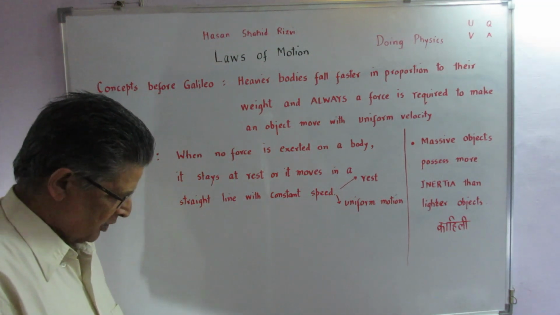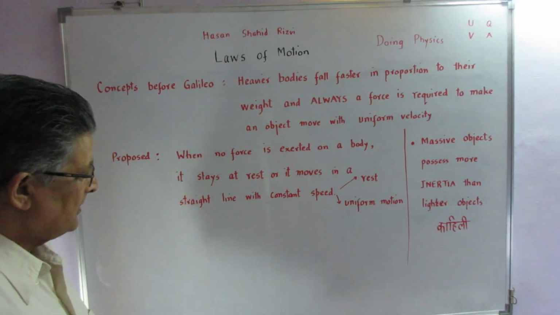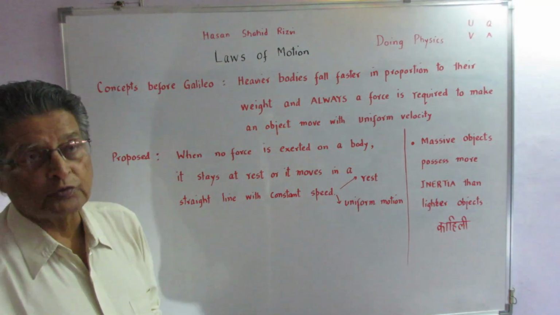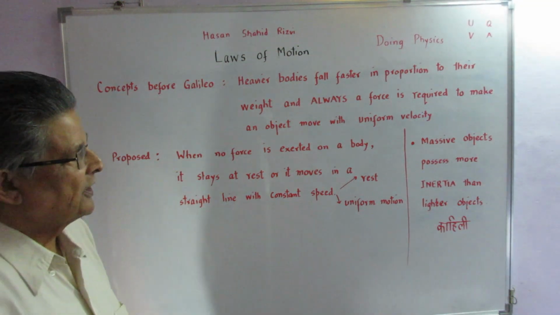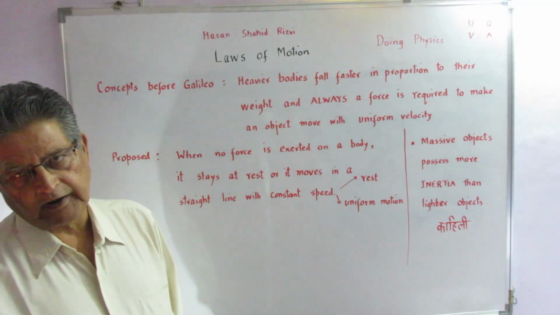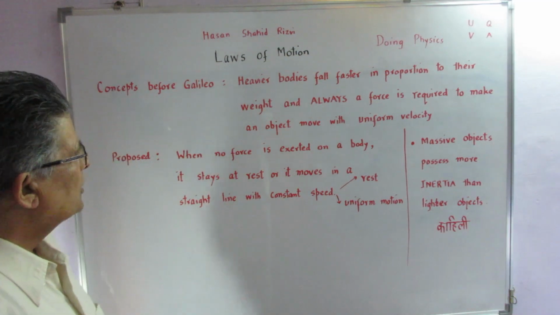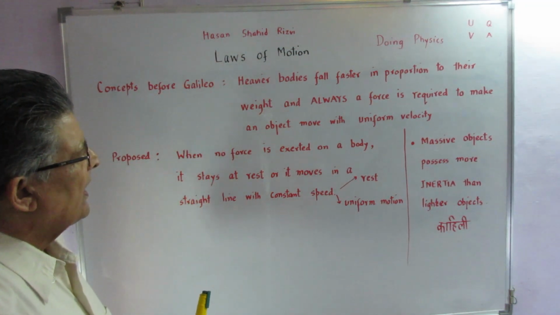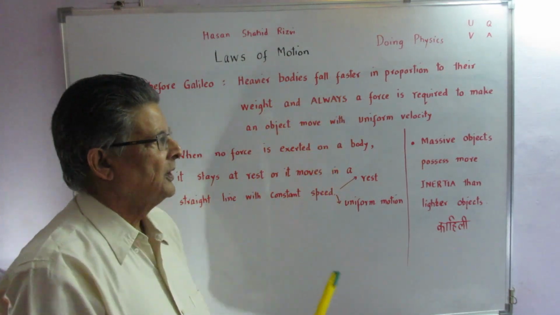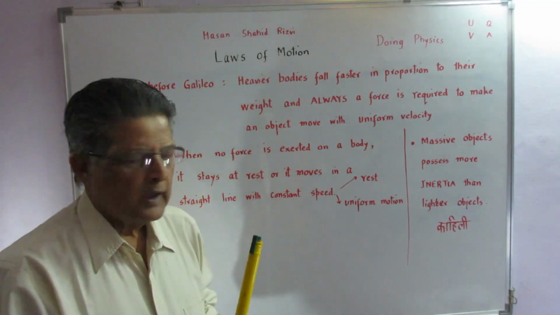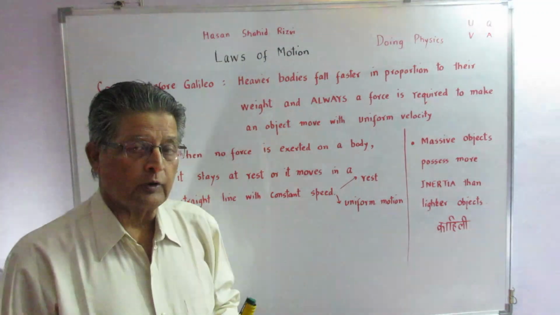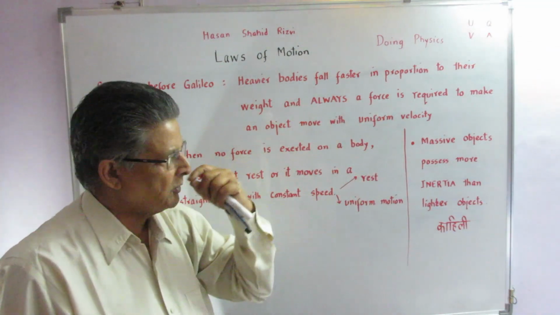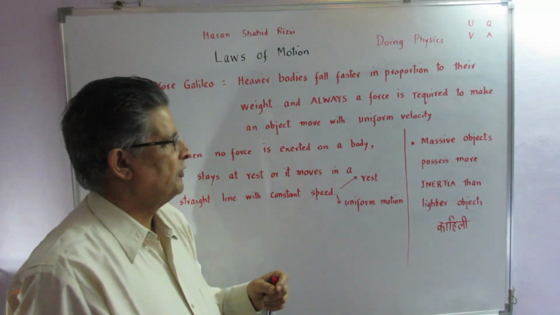And so, because we are talking about laws of motion, laws are something very dangerous, therefore the choice of the words that we use for the laws must be the correct set of words to define the things correctly so that no other meaning can be given to it. So I just say that before Galileo, the concepts were such that heavier bodies fall faster in proportion to their weight, and always a force is required to make an object move with a uniform velocity, moving in a straight line with a uniform speed.